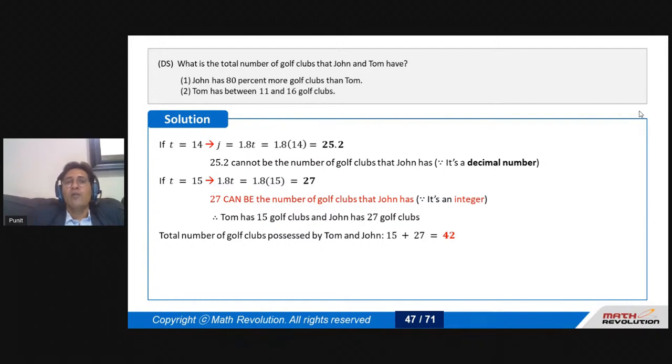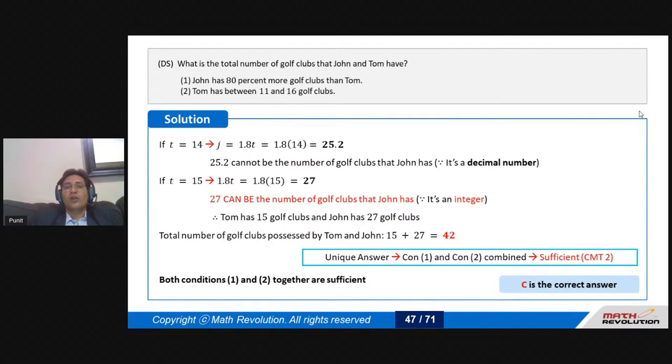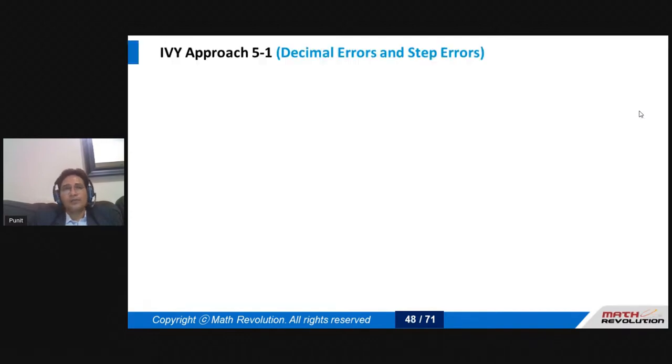Now, Tom has 15 and John has 27. That gets us 42. So this is a unique answer that we found. So the hidden part was the integers in it.